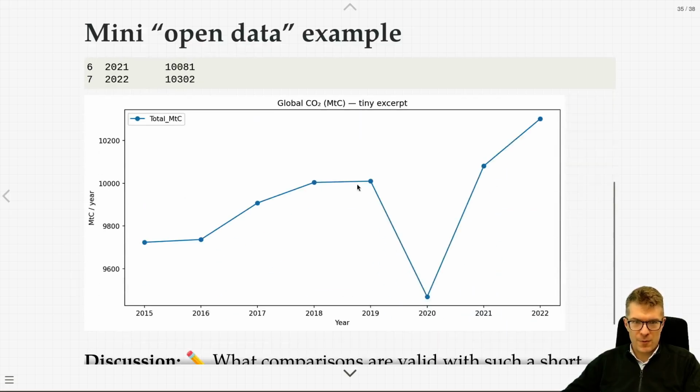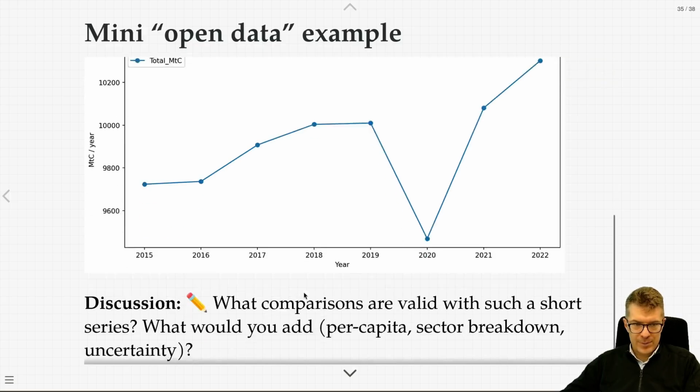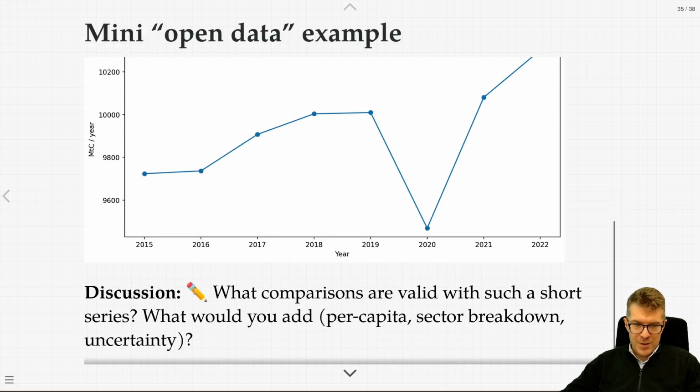So this is more or less the same as before. We have a little line graph. Everything's been annotated nicely with labels and a title and a legend. So this is what we have from 2015 to 2022. This is how much CO2 is being produced per year. So pause the video. Here's our nefarious pencil. I want you to discuss, for now in your own mind, but eventually when we meet in person, what comparisons might actually be valid given just a short series. So 6 or 7 years is maybe not sufficient time to get an abstract trend that makes sense.